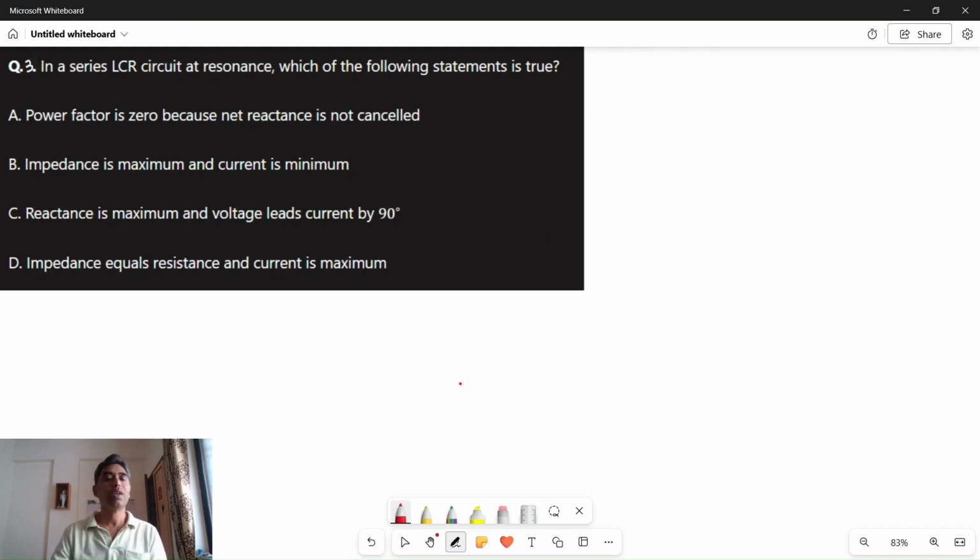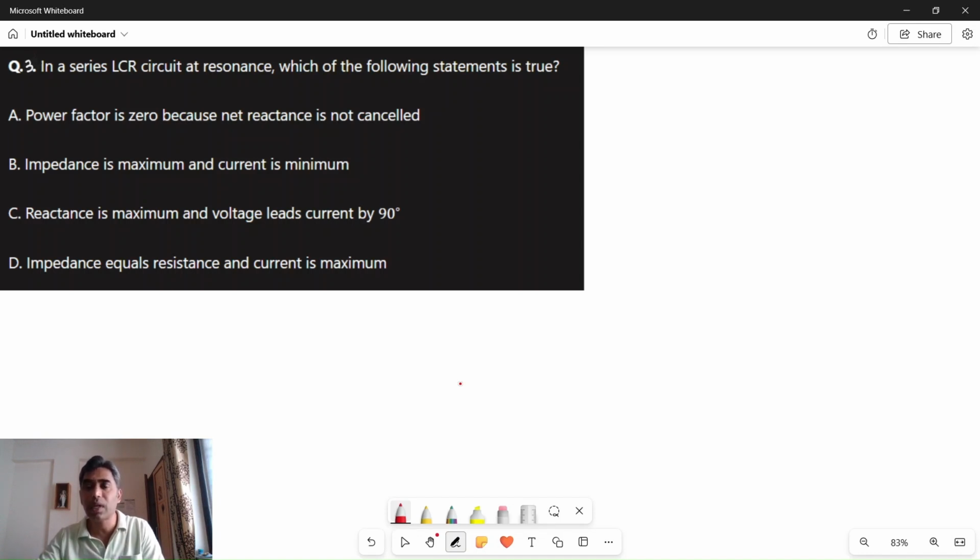Okay, third question. We'll try to solve this. Again, a conceptual question. In a series LCR circuit at resonance, which of the following statements is true? Power factor is zero because net reactance is not cancelled. Impedance is maximum, current is minimum. Reactance is maximum, voltage leads current by 90 degrees. Impedance equals resistance, and current is maximum.